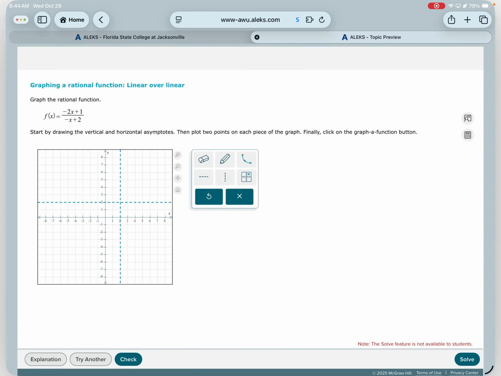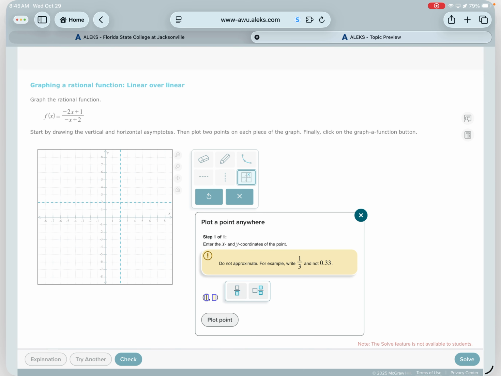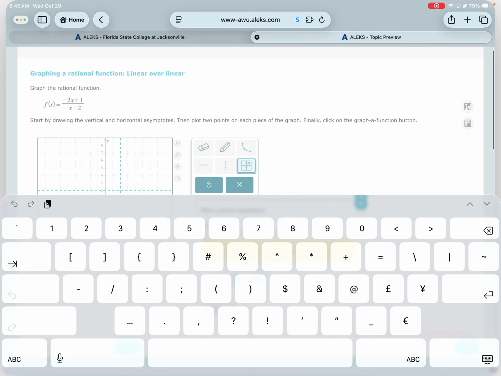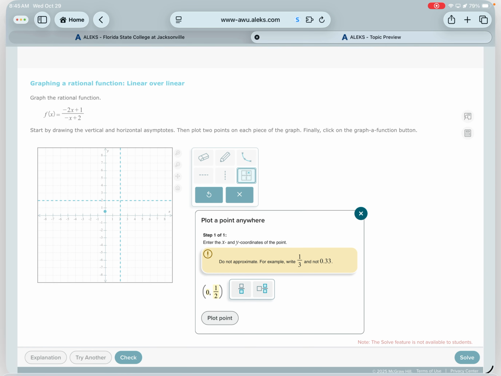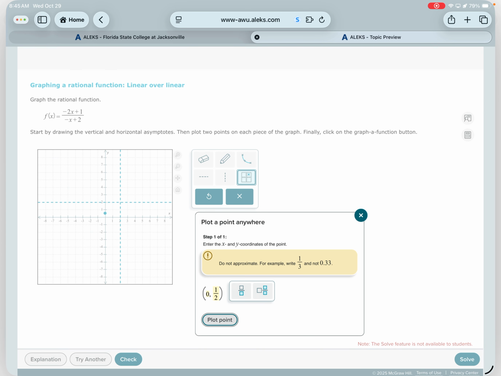Okay, so now we have to plug in points. Our points that we're going to plug in are on the left side of that vertical asymptote and the right side of the vertical asymptote. So we'll start on the left side. If I plug in x equals 0, that all goes away, so I get 1/2, right? So 0, 1/2 should be a point. I plugged in x equals 0, I got 1/2 out. What? Oh, it's a plus sign, never mind, sorry.